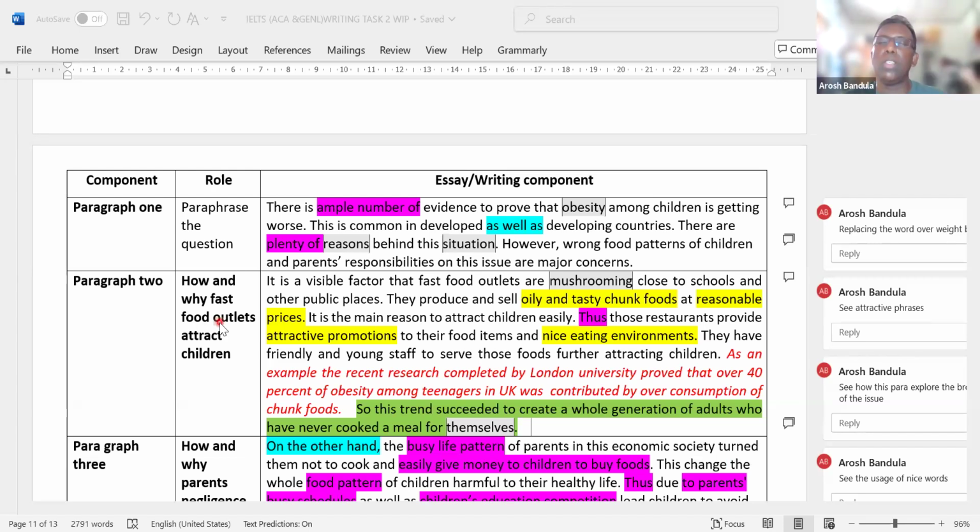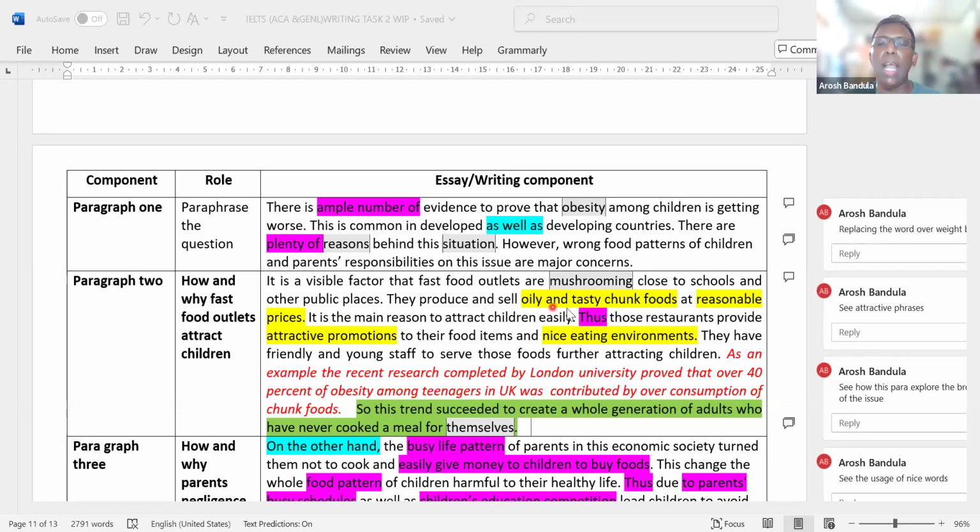Now, the question talks about overweight. I am using the completely new word, obesity. You see the beauty of writing. Look at this: it is a visible factor that fast food outlets are mushrooming close to schools and other public places. The first sentence is a little bit more generalized, you can see.